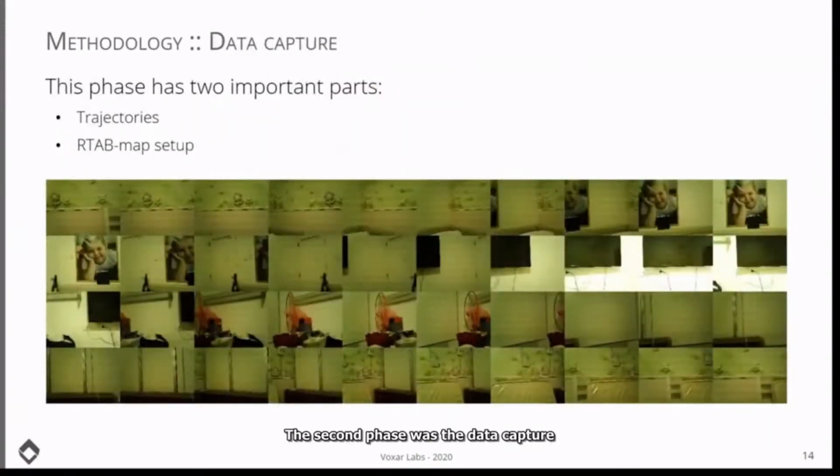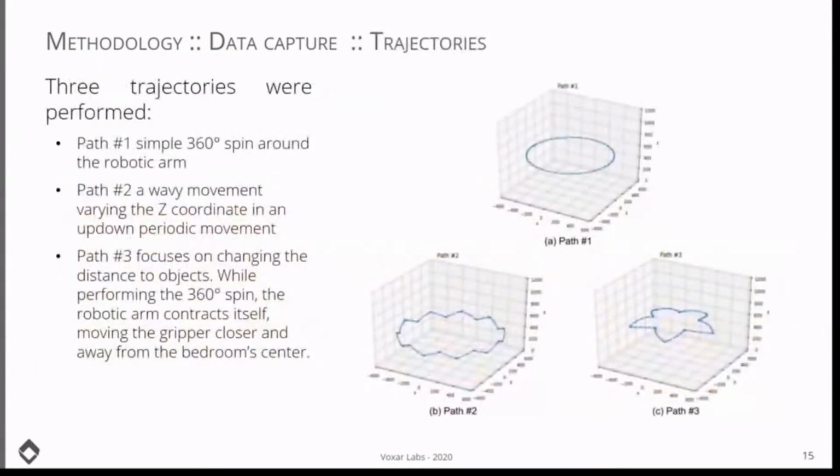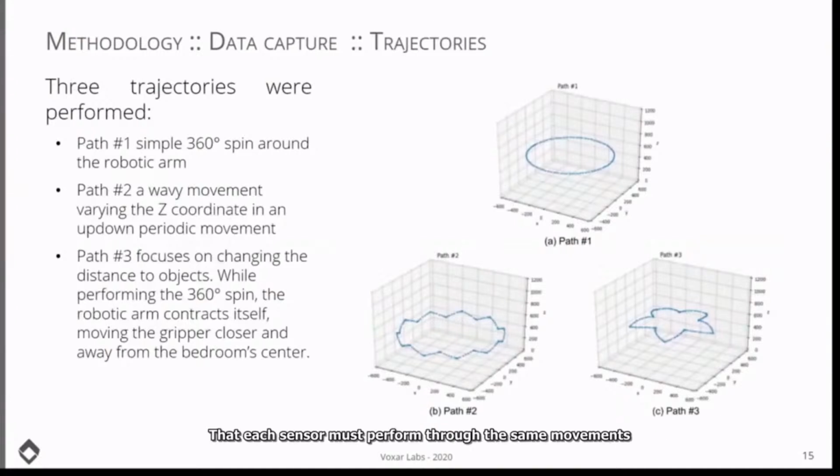The second phase was the data capture, which was divided into 2 phases. Here we have a sample of the data captured by the sensors. The first phase is related to the 3 paths proposed that each sensor must perform through the same movement. The 3 paths can be seen here. They are very similar, but there are notable differences.